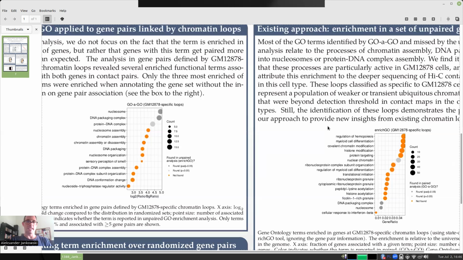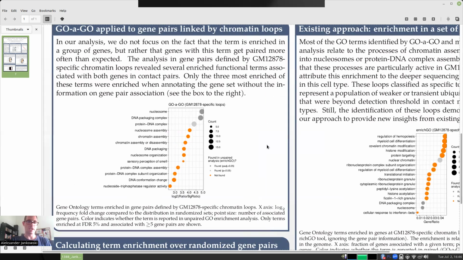So this gives us at the end a list of enriched gene ontology terms, and this is what we observe for a set of gene pairs which were incident to chromatin loops observed in Hi-C contact maps. These are the loops specific to the GM12878 cell line. These enriched gene ontology terms are mostly related to chromatin organization: the nucleosome, DNA packaging complex, protein-DNA complex, nucleosome assembly, chromatin assembly, and so on.